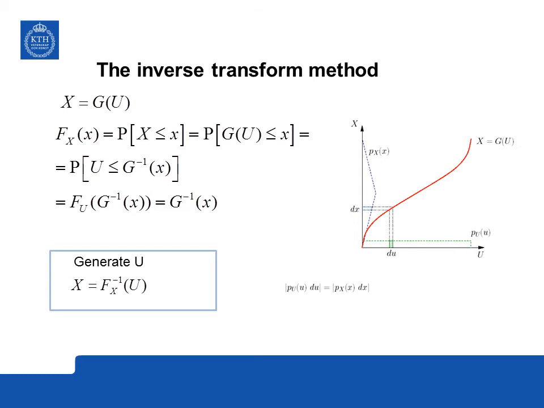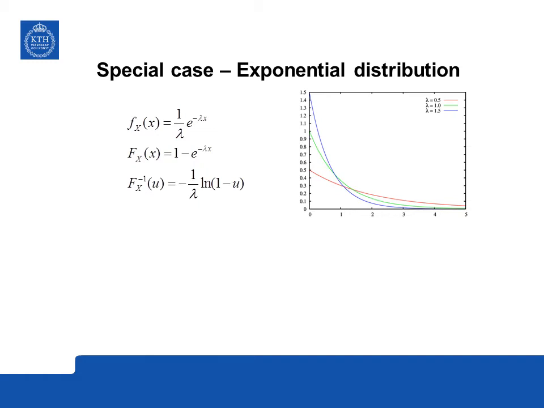A simple and very common example is the exponential distribution, which we'll use many times in the course. The exponential distribution has a density function that looks like this: 1 over lambda times e to the minus lambda x. If we integrate this, we get the cumulative distribution function, 1 minus e to the minus lambda x. And if we compute the inverse, it will look like this: minus 1 over lambda times the natural logarithm of 1 minus u. So the method now is clear.